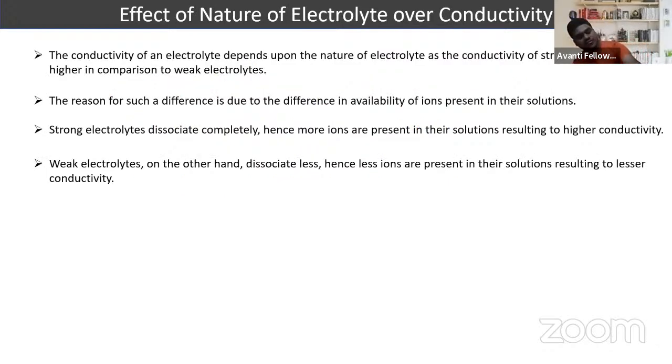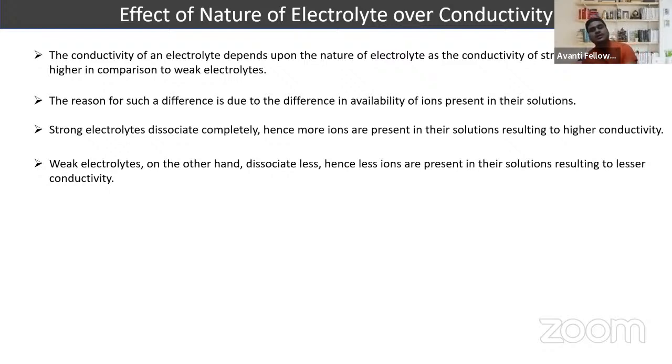So what is the effect of the nature of the electrolyte on conductivity? Basically, the conductivity of an electrolyte depends upon its nature, as the conductivity of a strong electrolyte is higher in comparison to a weak electrolyte. The reason for this difference is the difference in the number of ions present in their solution. Strong electrolytes dissociate completely, hence more ions are present in their solution, resulting in higher conductivity.